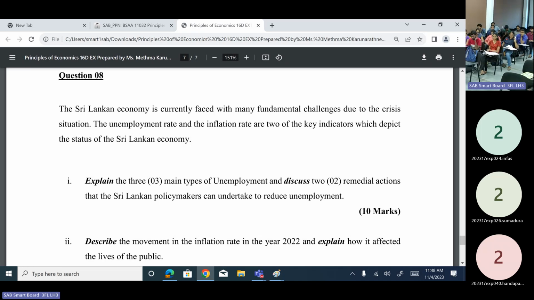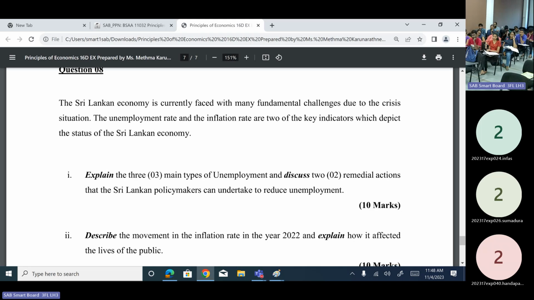The Sri Lankan economy is currently faced with many fundamental challenges due to the crisis situation. The unemployment rate and the inflation rate are two of the key indicators which depict the status of the Sri Lankan economy. Remember, unemployment and inflation, we read out an article. Can you remember? And we learned the theories out of the article. There is no particular session for it. Explain 3 main types of unemployment and discuss 2 remedial actions that Sri Lankan policymakers can undertake to reduce it.